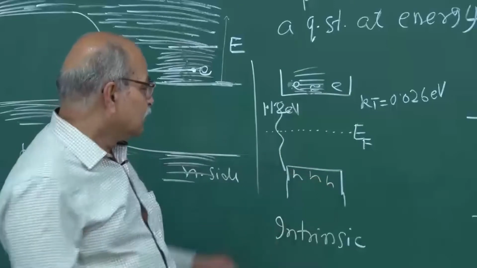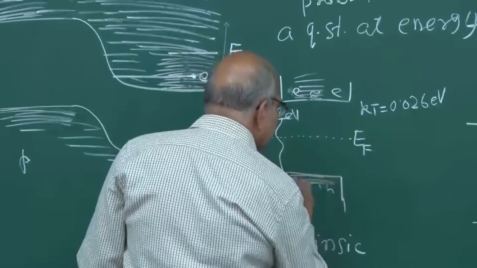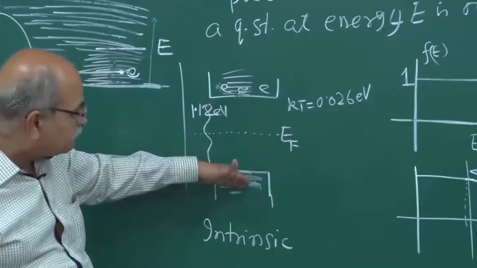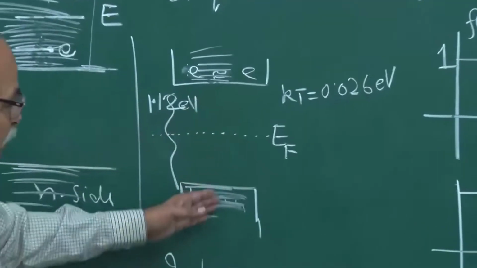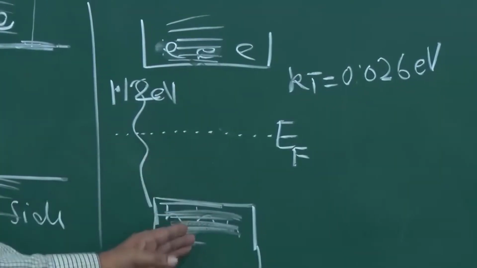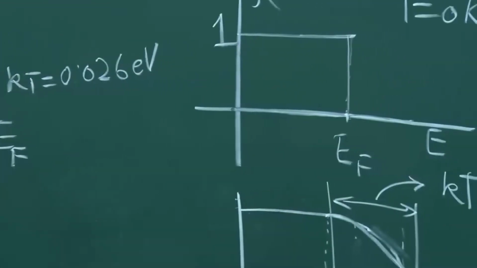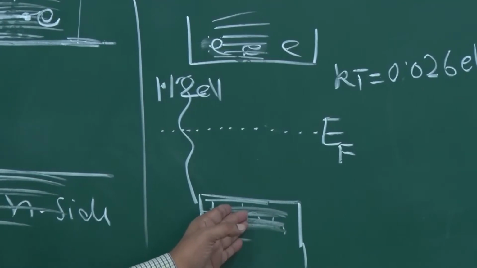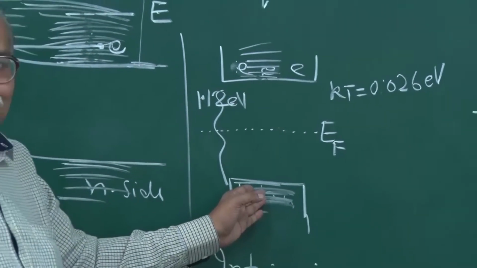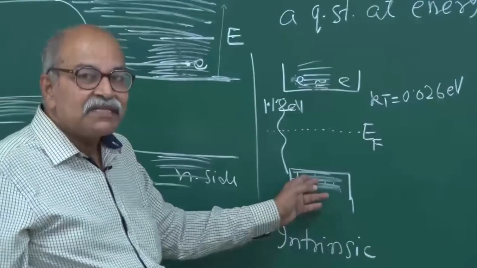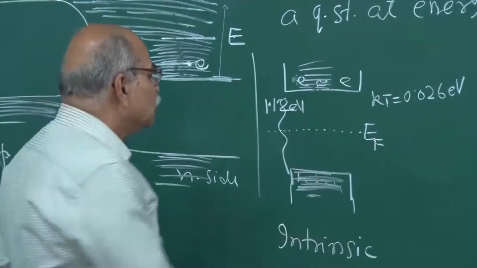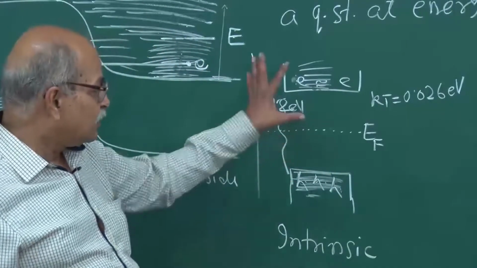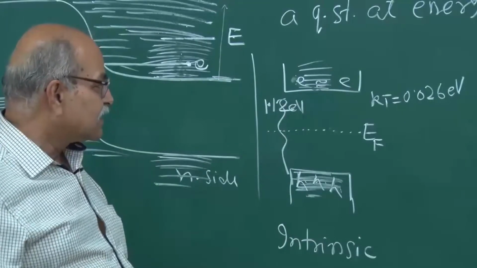And for holes, the probability, once again, if you look at here, again this is much below EF. So the probability of occupation is very close to 1. You are in this region, it's very close to 1. So probability that it is not occupied, which is 1 minus Fe, so that there is a hole there, that probability is again very, very small, and so only few holes will be there, much less number of holes will be there. So that's the kind of picture when you have intrinsic semiconductor.